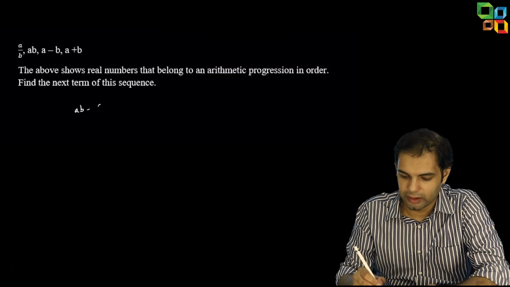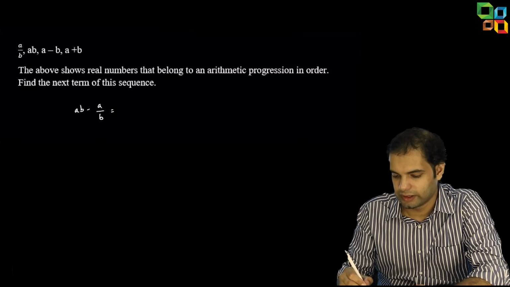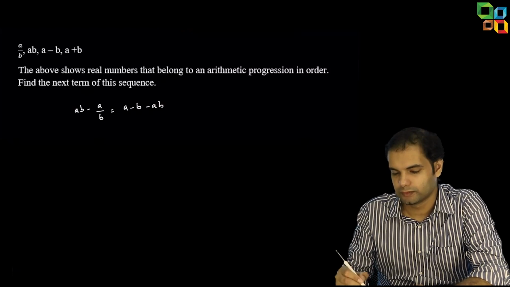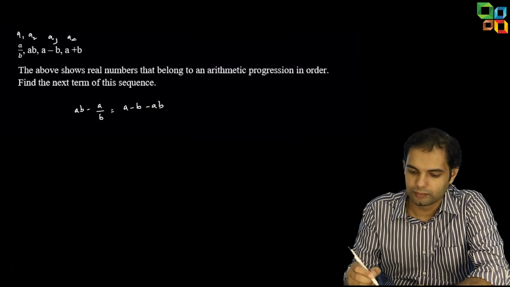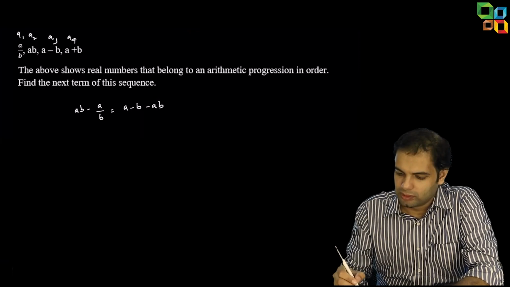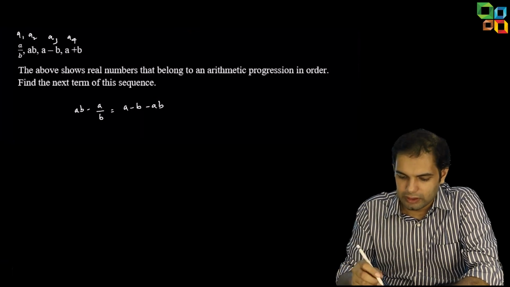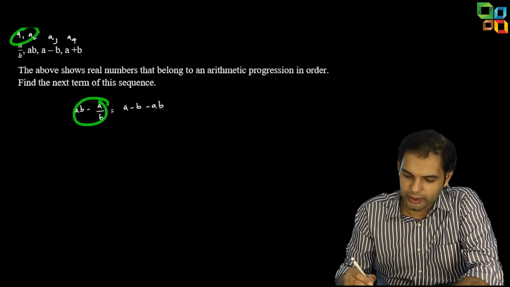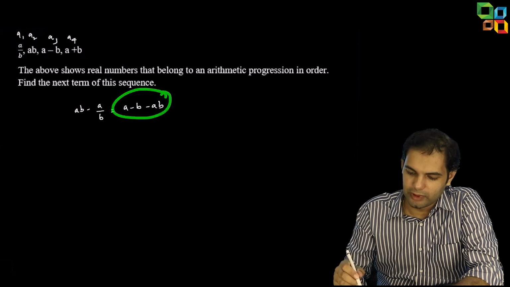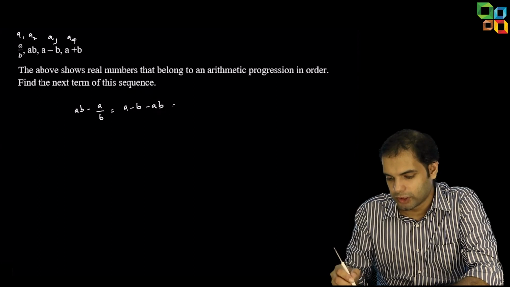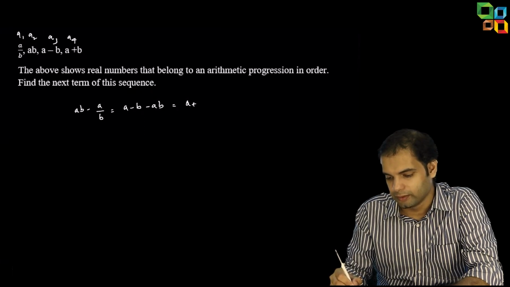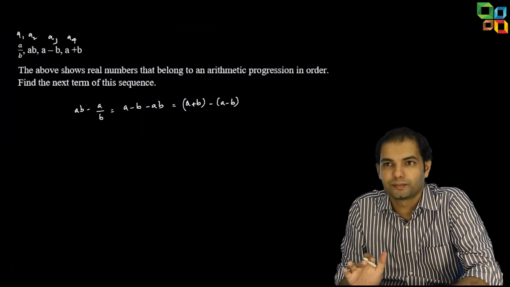That means AB minus A by B should be equal to what is the other difference? A minus B minus AB. Correct? Suppose this is A1, A2, A3, and A4. Fine. So now this is A2 minus A1, what I've written down. This is A3 minus A2. Similarly, I'll write A4 minus A3 because the common difference should be the same. So it is A4 minus A3, which means A plus B minus A minus B.